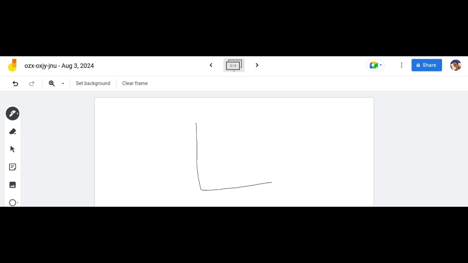For example, this is a triangle. Which triangle is this? Can you name the triangle? No, this one is a right angle triangle, because the angle here is 90. Now here we have an isosceles triangle.